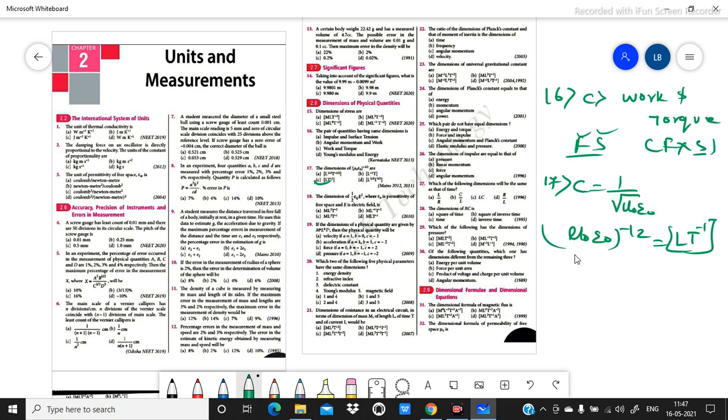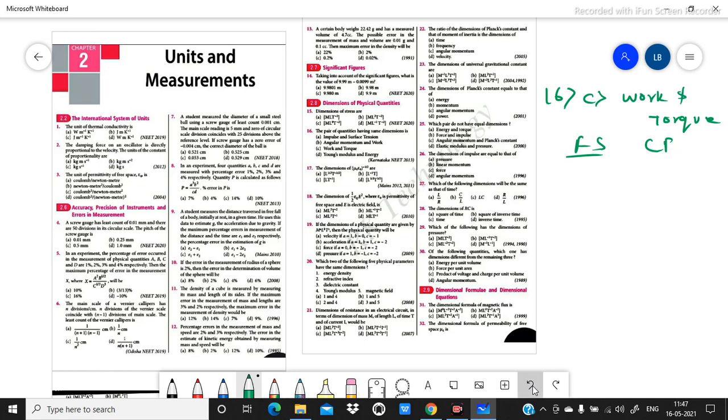So now come to question number 18. 18 asks for the dimension of half epsilon 0 E square, where epsilon 0 is the permittivity of free space and E is the electric field. It will come in your 12th. It is asked to find out the dimension of this quantity. So how to find out the dimension of this quantity? You know this is nothing but energy density.